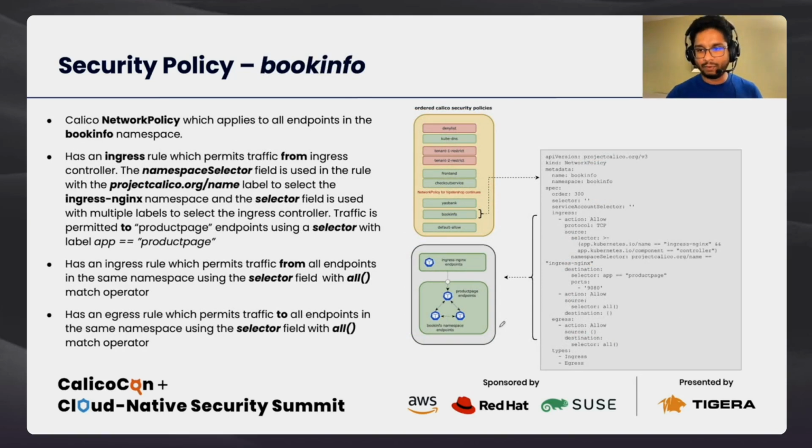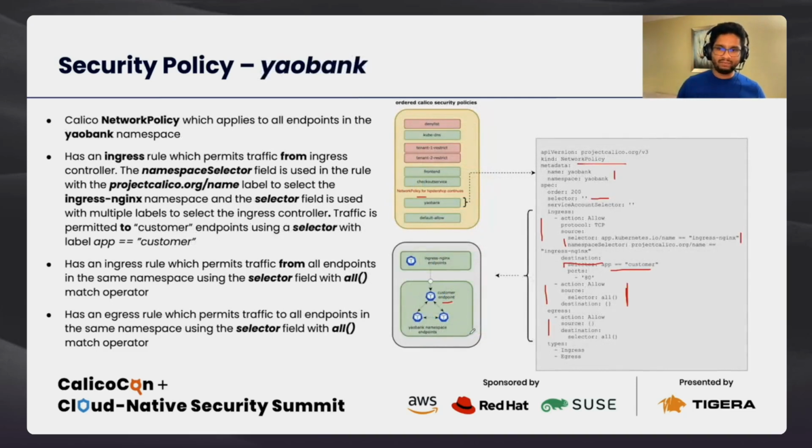Again, traffic from the ingress is permitted, this time to the product page deployment, which is exposed to external consumers, and all communications inside the namespace to and from all the endpoints inside the namespace is allowed. Okay, so very similar pattern to what was seen in the Yao Bank policy. So it's not important that you understand all the microservices involved in some of these examples. The idea is that you understand the pattern, right?